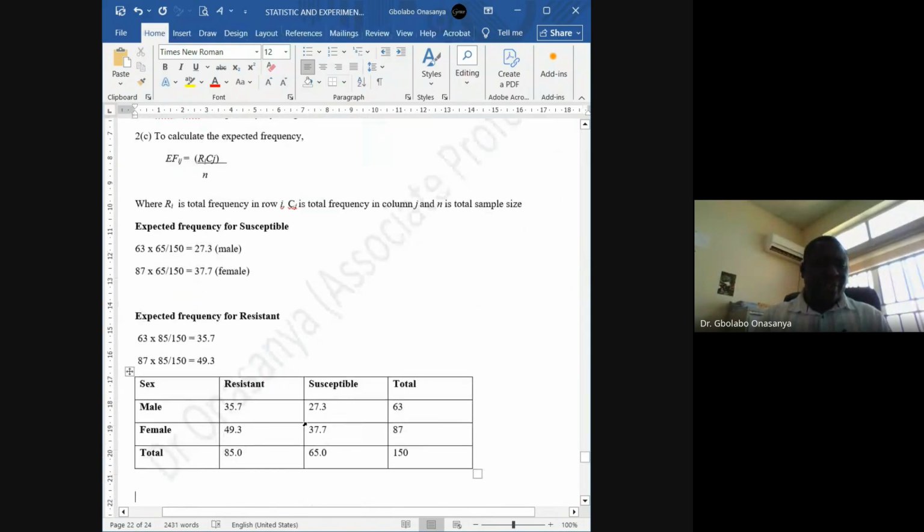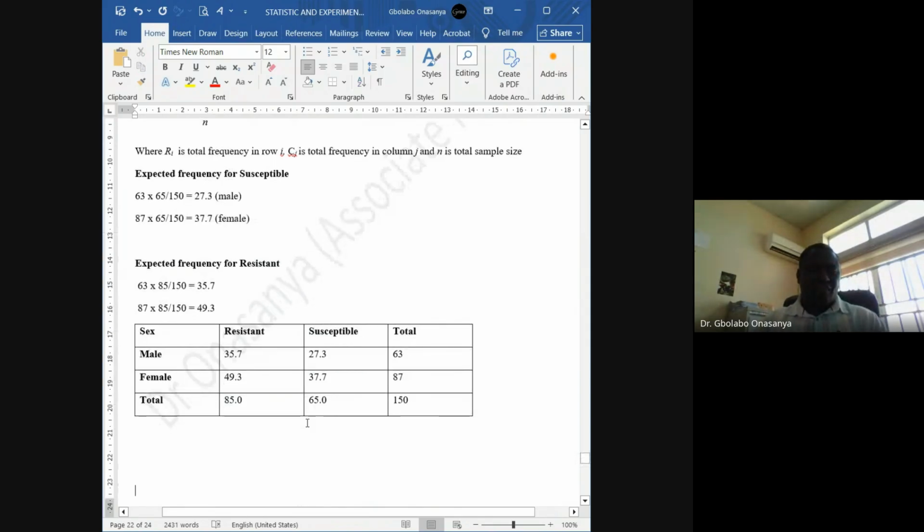Now, having known that, let us do the calculation. The first thing is we calculate expected frequency for susceptibility, male and female. We calculate expected frequency for resistance, male and female. We generate the table.